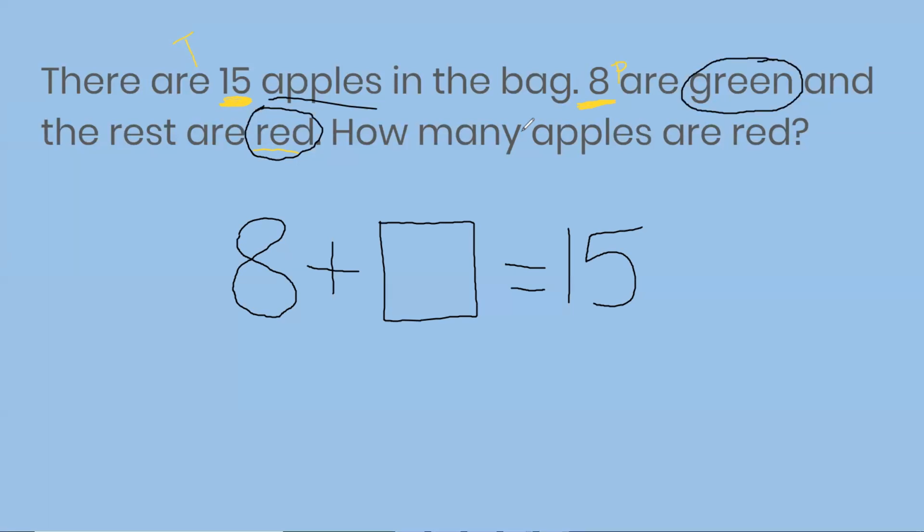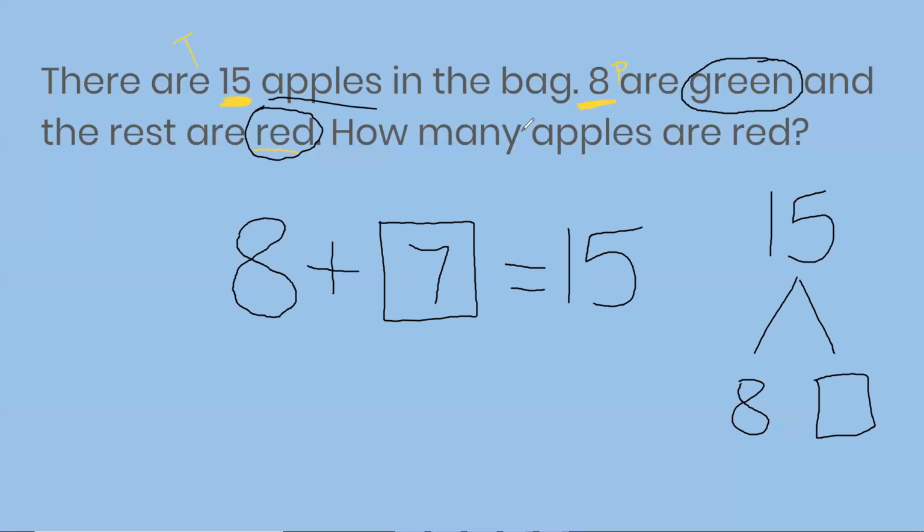Now, how can I solve that equation? How can I find my missing part? And if you wanted to put it in a number bond or a math mountain instead, you could. So 15's at the top because 15's our whole. 8 plus box, okay? I can count on to solve. Are you ready? 8 in my head, 9, 10, 11, 12, 13, 14, 15. How many fingers do you have up? 7, me too. So I know that 7 apples are red.